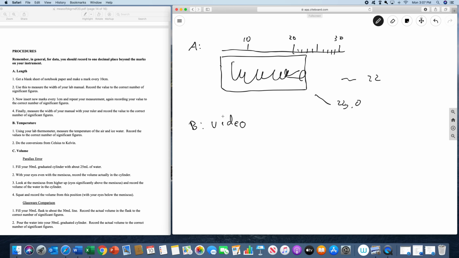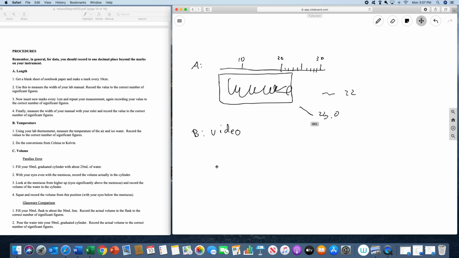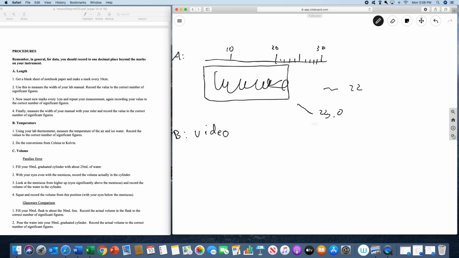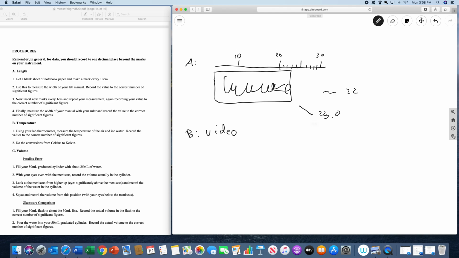Okay. Now part C, oops. Part C, I don't know how I made that smaller. Oh, I know how I made it smaller. Okay, part C, you're going to measure volume. And just to show you part C, I'm going to go over here.